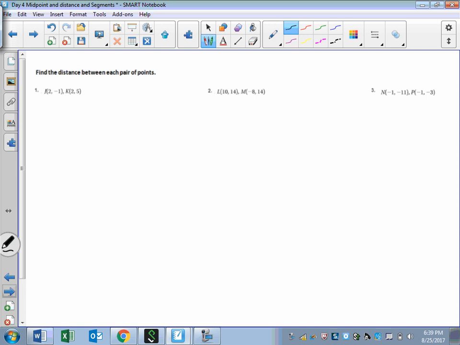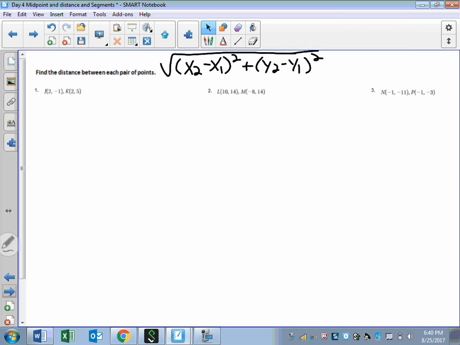So let's do one example where I plug in the points. I'm going to write the distance formula at the top. So you have the square root of x2 minus x1 squared plus y2 minus y1 squared, all under the square root. So if we were to label our points, we got x1, x2, and then we got y1 and y2. Sorry, that's so small.